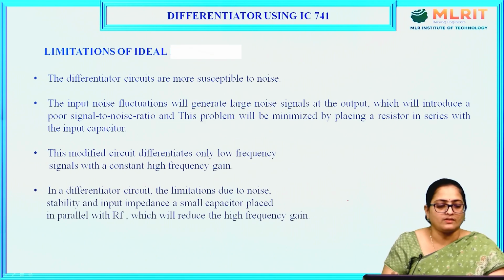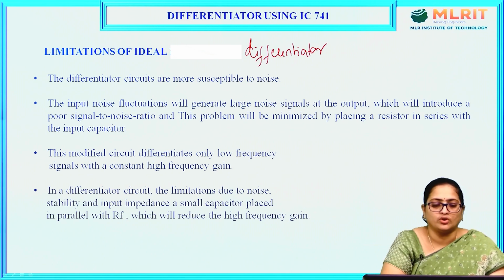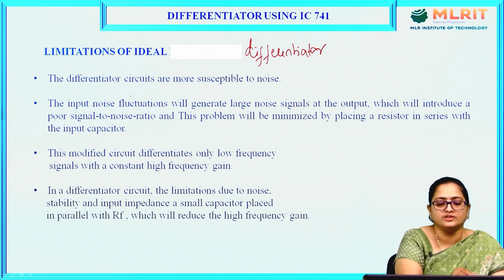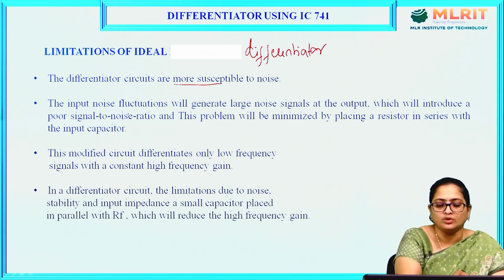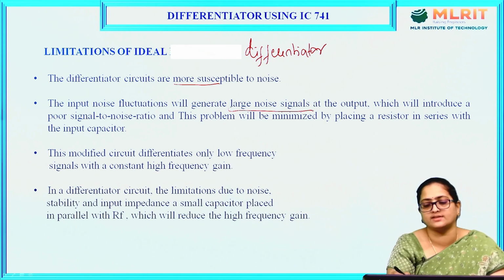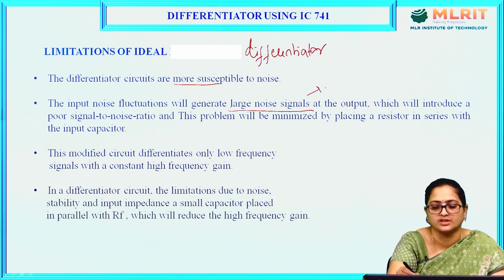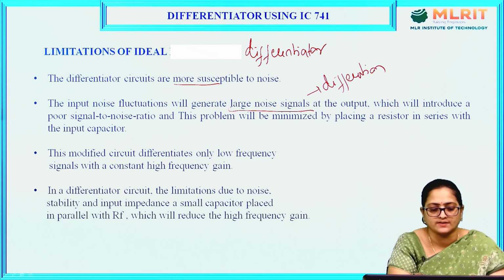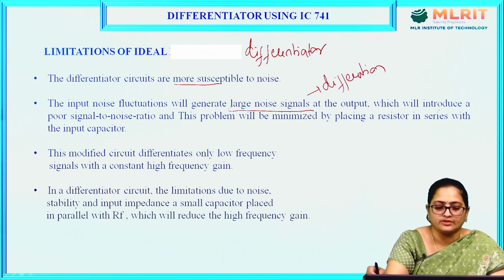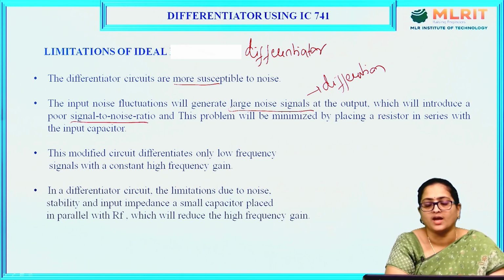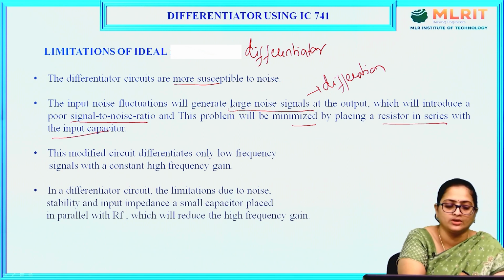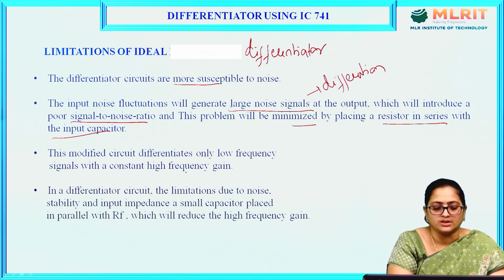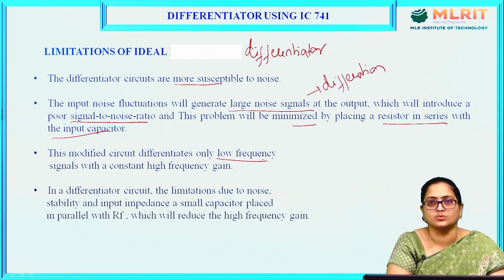Now, what are the limitations of this ideal differentiator? The differentiator circuit is more susceptible to noise compared with the integrator circuit. The input noise fluctuations will generate a large noise signal at the output because of this differentiation. Because of the differentiation of your input signal, that produces a large noise signal at the output side, which introduces a poor signal to noise ratio, and this can be minimized by placing a resistor in series with the input capacitor. And the modified circuit differentiates only low frequency signals with a high frequency gain.